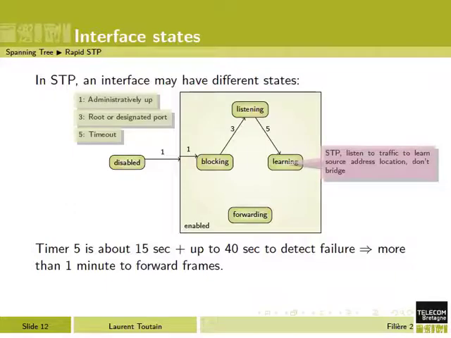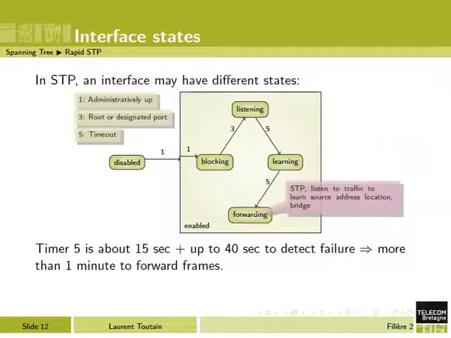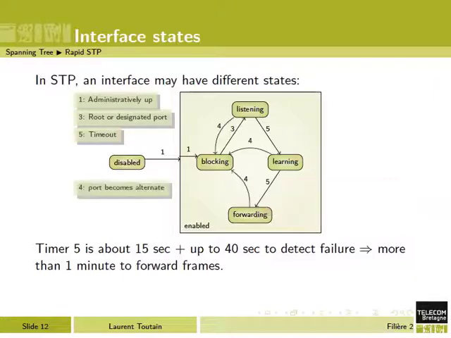So you will know that this MAC address can be reached through this interface, and this other MAC address can be reached through another interface. And after 20 seconds, you become active again. It means that here, you forward your traffic. Of course, at any moment, if you receive a spanning tree announcement that is lesser than what you are sending, then you go back to the blocking state. And from the blocking state, you can come back to listening.